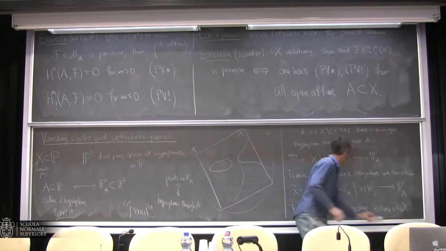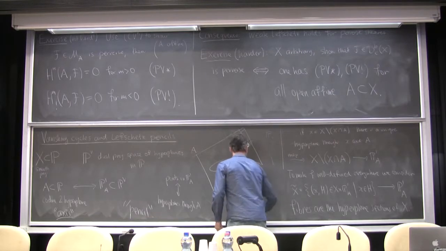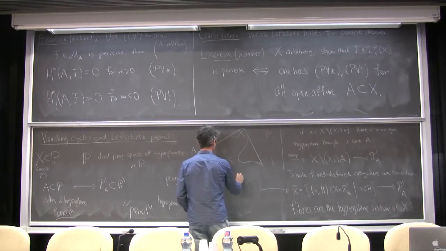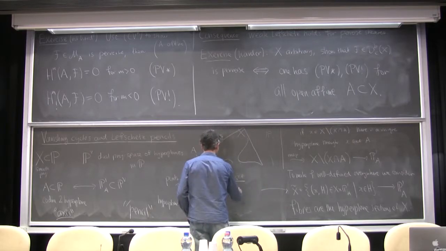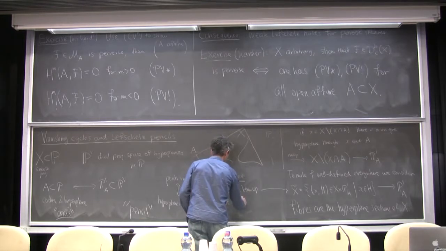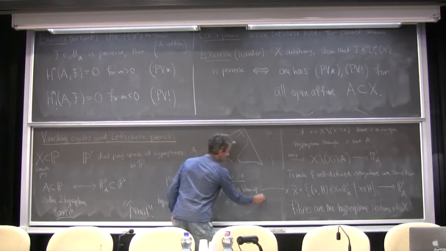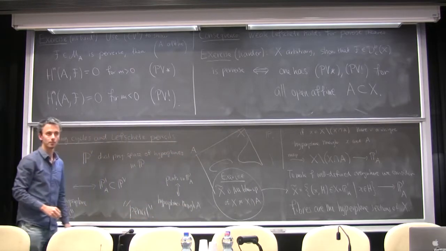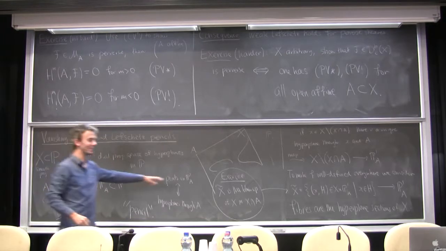And actually maybe a nice exercise is that this X tilde is the blow up of X in X intersect A. Would you require that the intersection is smooth? Probably. I mean, I will in a second. And probably to do this exercise, I should.